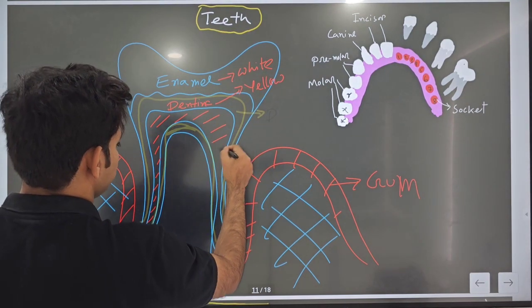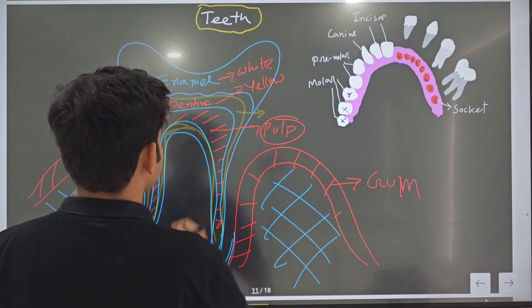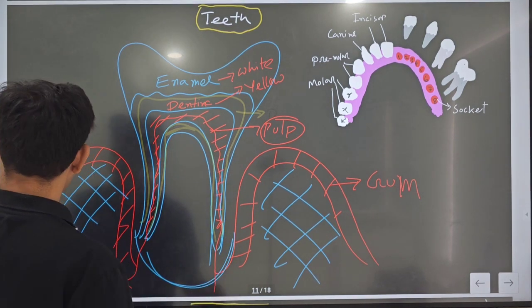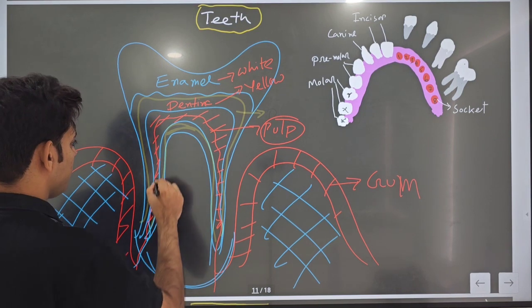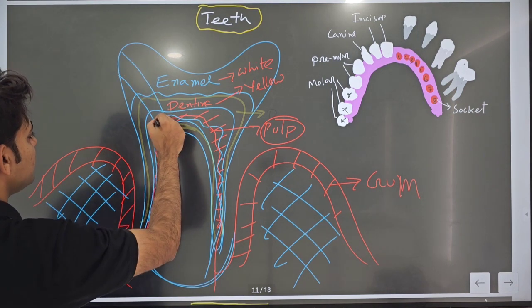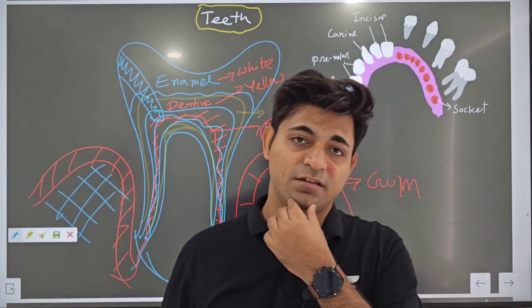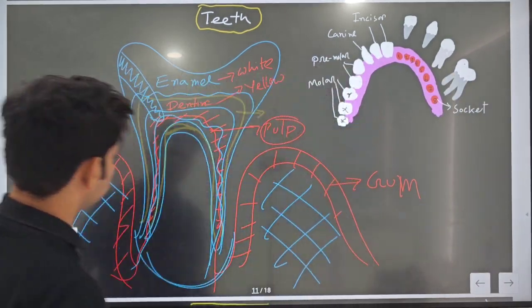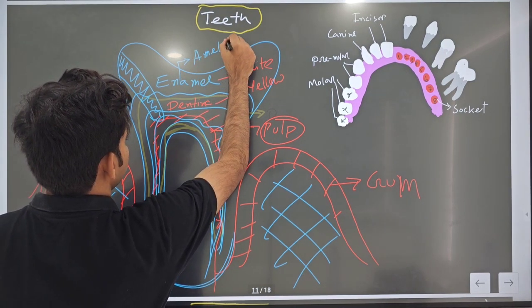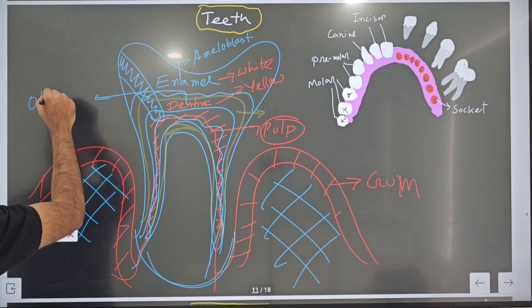filled with some unspecialized cells, some stem cells and blood vessels. So this cavity is called the pulp cavity, and inside the pulp there will be blood vessels and nerves. That's why if you get dental caries or a dental cavity, you feel the sensitivity in your dental pulp. Enamel producing cells are called ameloblasts. Dentine producing cells are called odontoblasts.